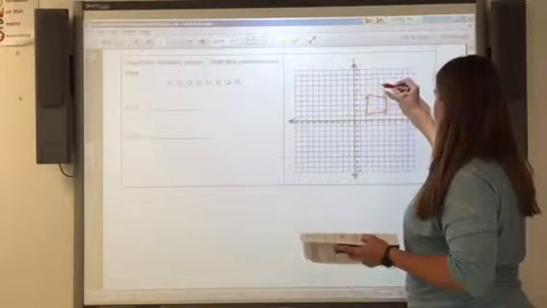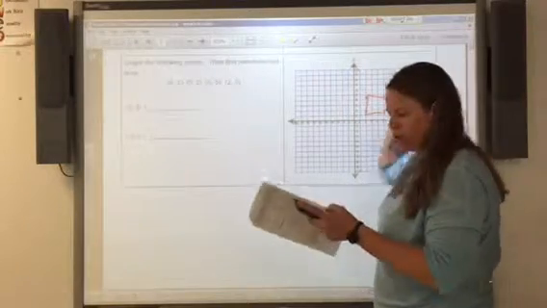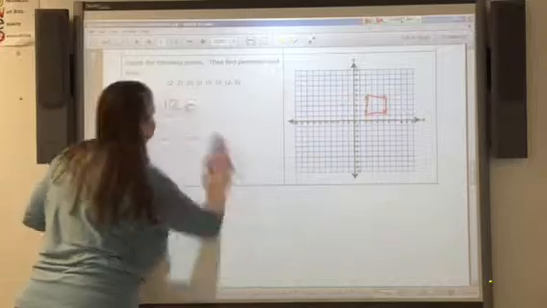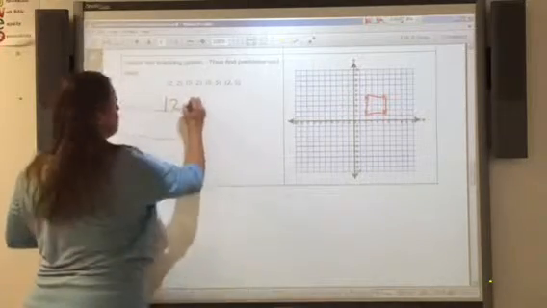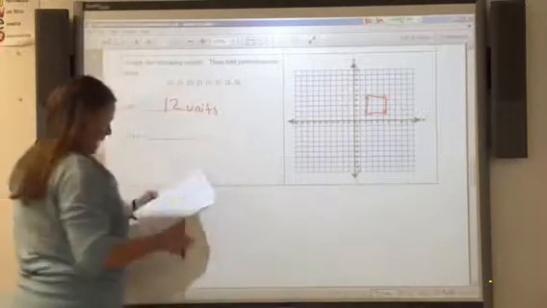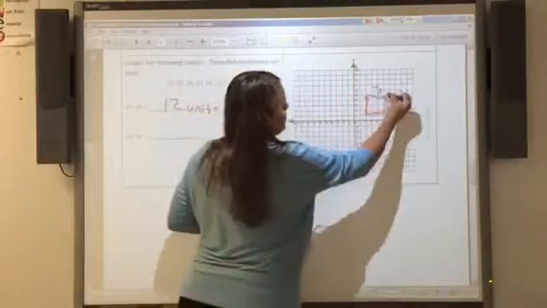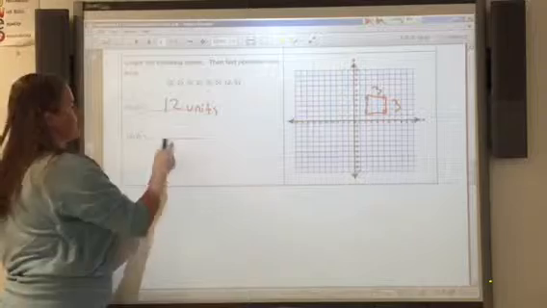It's going to be 3 sections on each one, so that's going to be 12 units. So 12 units in perimeter, and the area is going to be, so it's got 3 here, and we've got 3 here, so the area is going to be 9.